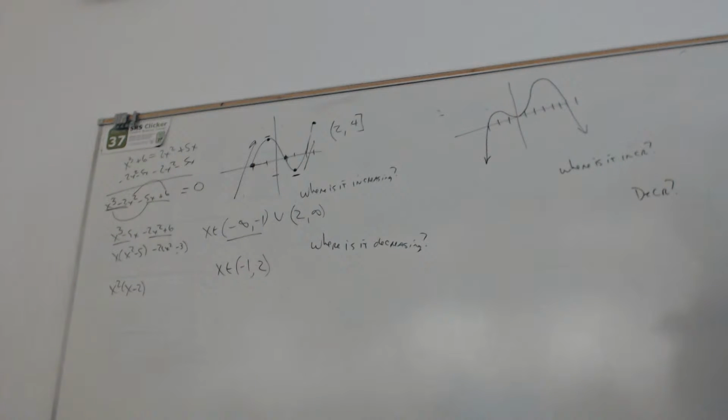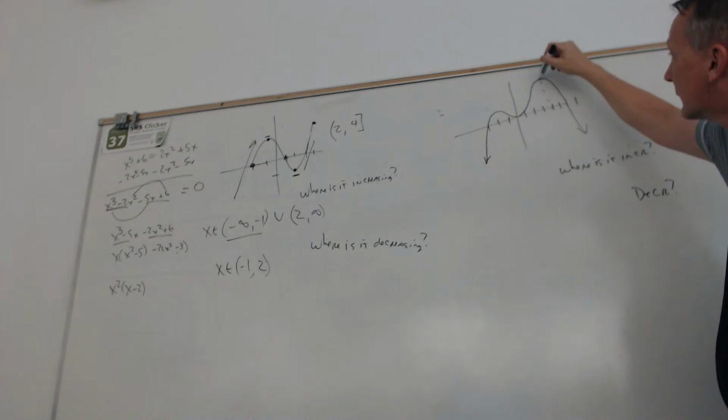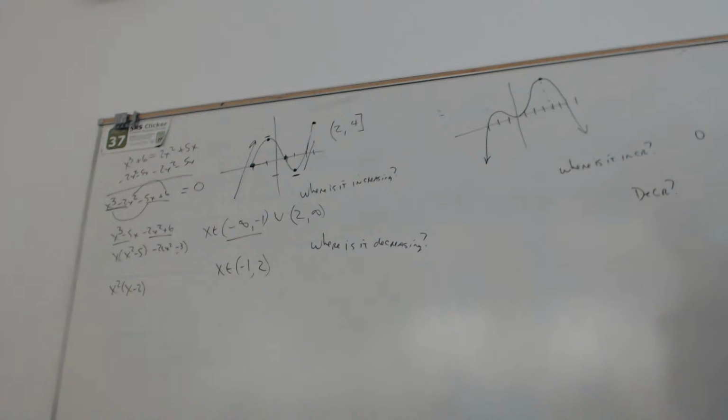For sure it'd be 0 to whatever the top of that is. Let's say that's 6, 1, 2, 3, 4. Oh, sorry, it's 4. I was thinking y values. So it's increasing from 0 to 4. Round on both sides. Where else is it increasing?